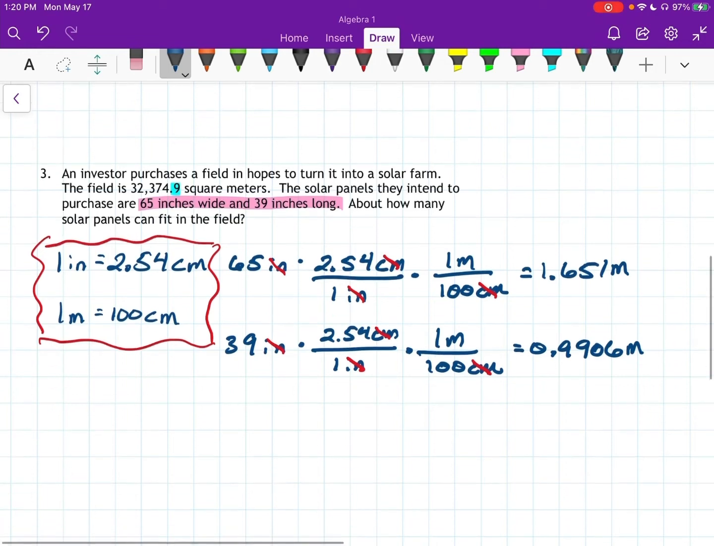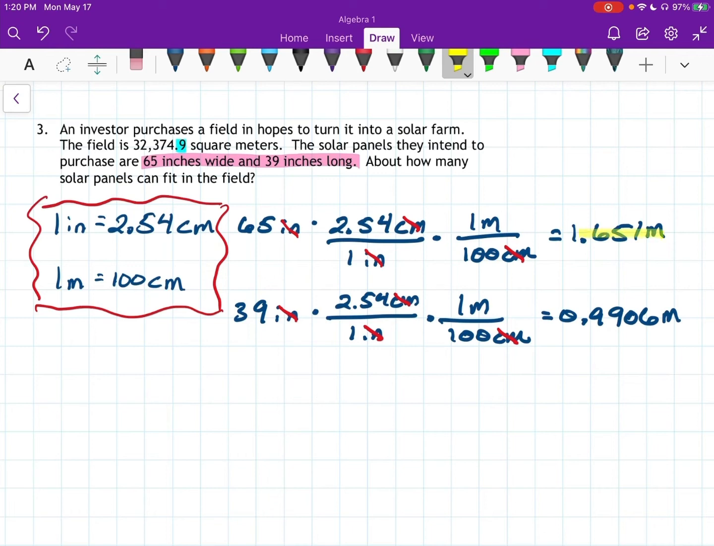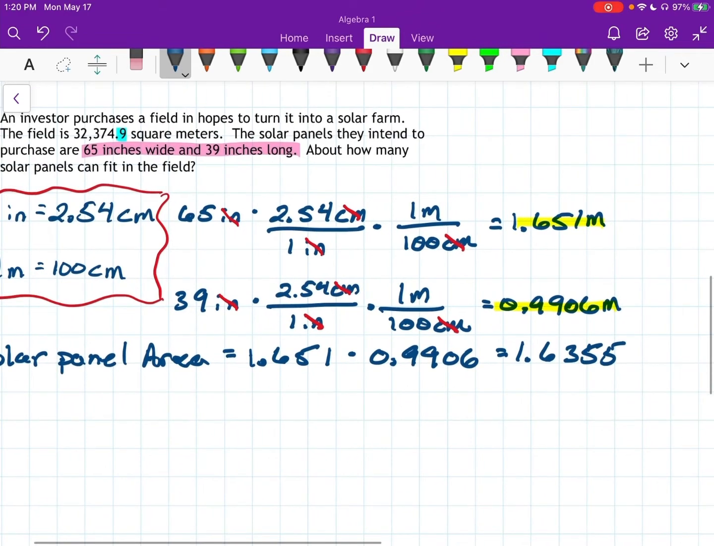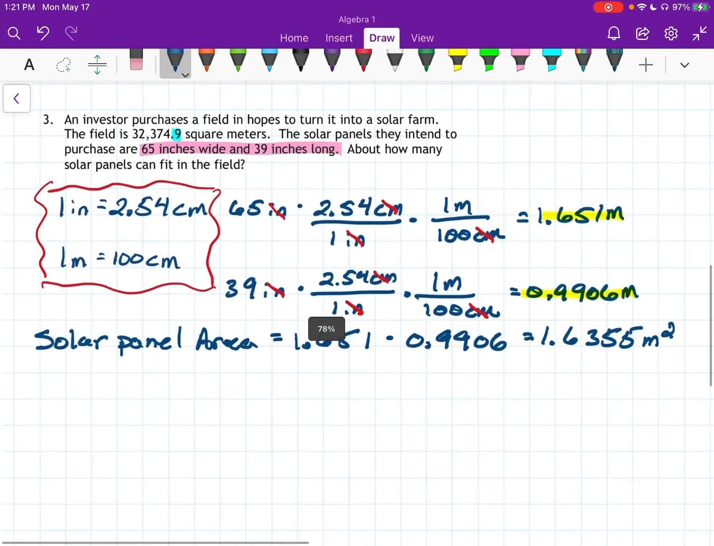So now that we have the dimensions of our solar panel, the one that we're going to buy from the factory, we need to figure out how large is the solar panel? How much area does it take? So solar panel area. And we're going to find the solar panel area by multiplying those two numbers. So I'm going to say 1.651 times 0.9906. And that is going to give me 1.6355. And I did round there just a little bit. And that's going to be meters squared. All right? That's one solar panel.